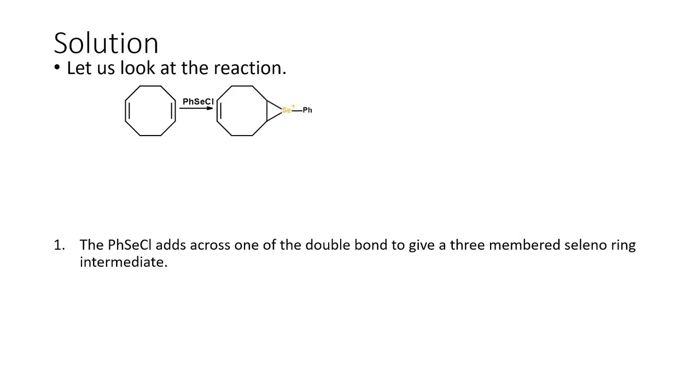So, in the first step, PhSeCl, benzene selenyl chloride, adds across the double bond. Since this is a symmetrical molecule, we can add it on the left hand side or on the right hand side. For convenience, I have just put it on the right hand side. So, this selenide forms a tricyclic system, like a cyclopropyl-like system. This is basically the seleno ring that is formed. So, this intermediate is formed. The selenium is now having a positive charge.